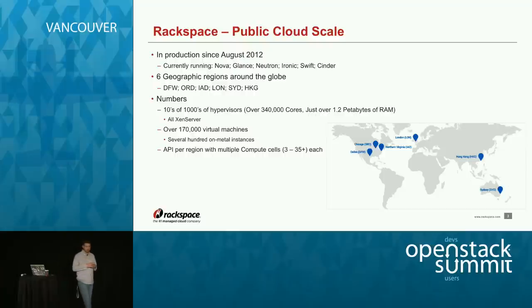Last count, we're well up in the upper half of 100,000, well over 170,000 instances last time I counted. Every region that we run has multiple cells. I'll talk a little bit about that in a minute. Production right now is up to the mid-30s, although I looked this morning and forgot that we're actually converting a bunch of our legacy products over to OpenStack. So one of my regions actually has a number of cells up into the mid-50s now. So I've got to go back and change that.